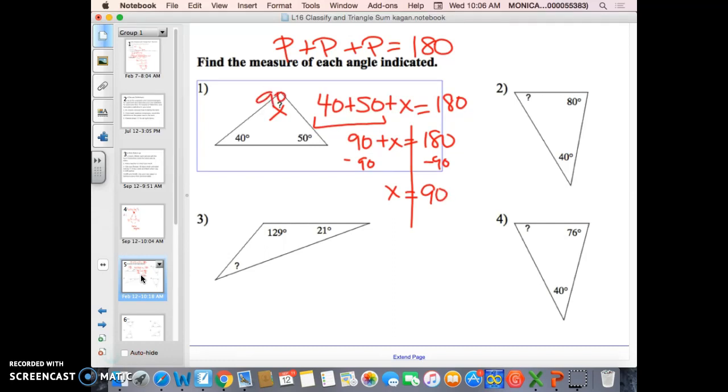And if I wanted to name this triangle, I would call it a right triangle. So that's your model problem. You should be able to do the other 3 problems just like that one.